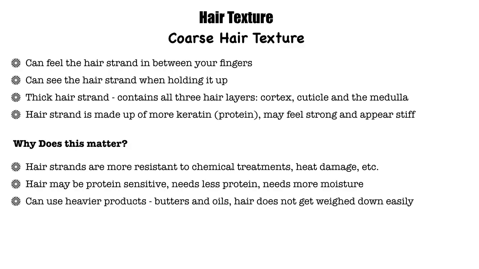Okay, so let's move on to coarse textured hair. A couple ways to find out if you have coarse textured hair is to take your hair strand and put it between your fingers. If you can actually feel the hair strand, then you have coarse textured hair. Also, if you hold up your hair strand, you can see it very clearly. With coarse textured hair, the hair strand is thicker compared to the other hair textures. It has all its cuticle layers compared to fine textured hair, and it has a lot more protein, and that's why it's very strong and thick.